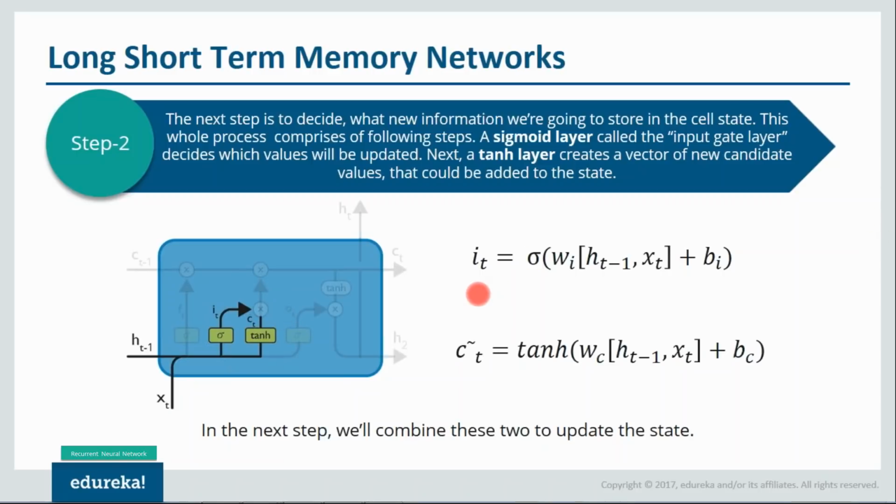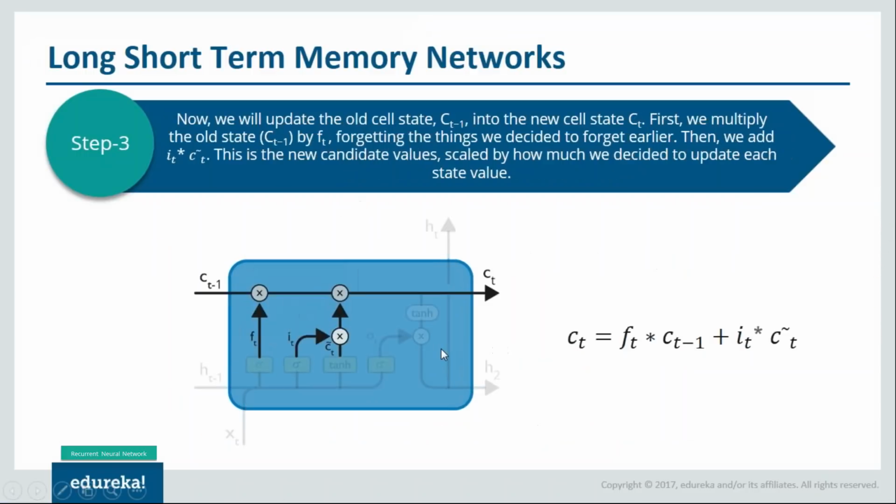Now let me explain the equations. So i of t will be the weight matrix multiplied by ht-1 comma xt, plus the bias, passed through a sigmoid function, and we get i of t. C bar of t we get by passing a weight matrix times ht-1 and xt, plus bias, through a tanh squashing function, and we get c bar of t. As I told you earlier, in the next step we'll combine these two to update the state. Let us see how we do that.